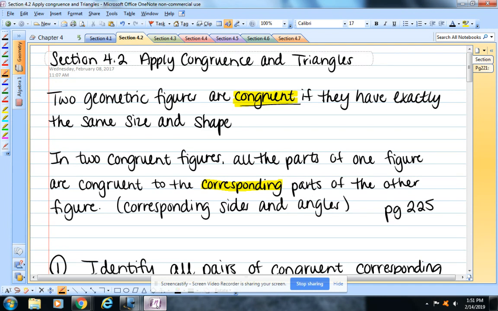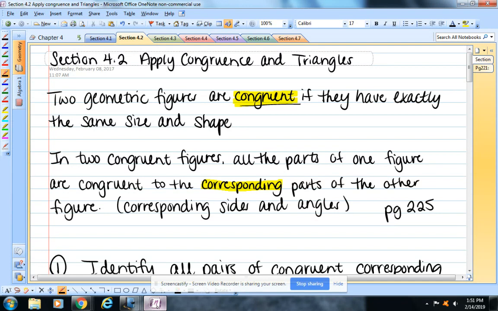We say two figures are congruent if they have the same size and same shape. Okay? They're exactly the same shape and exactly the same size. All right? They look alike. Okay? Everything about them matches up. Now, something we have when we have congruent figures is called corresponding parts.